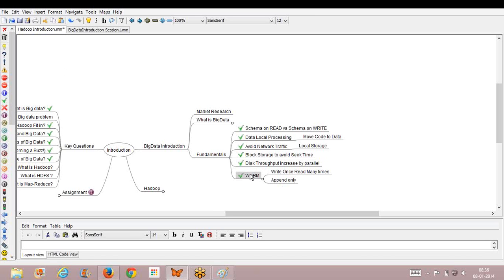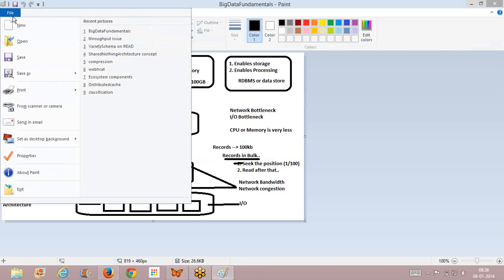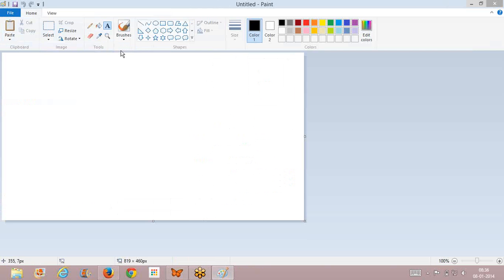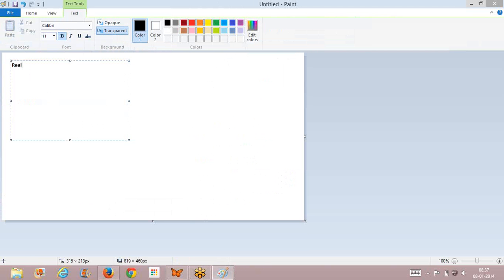Okay. So today we focused on the fundamentals of big data: schema on read, data local processing, network storage, block storage, disk throughput, and WORM. And there was one question which I wanted to cover at the end, which is the real application of Hadoop. Last time we introduced big data, but we didn't understand the usage of big data. What is the real application? So let's look at real applications for big data so that you get the examples.